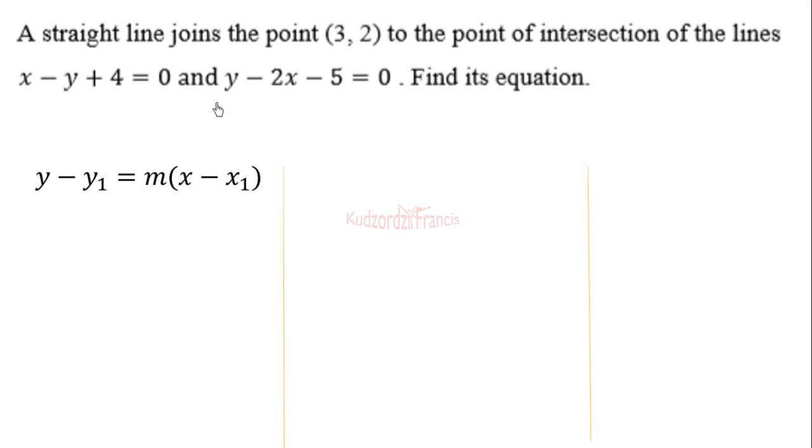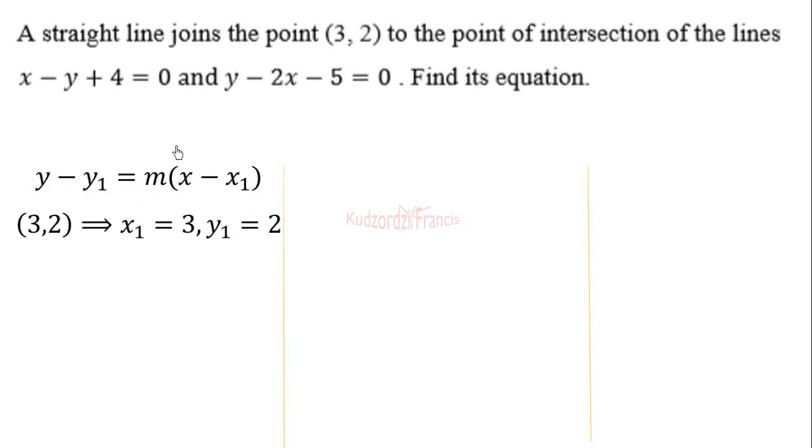Since we were given the point (3, 2), it means it is lying on that line. So what do we do? We have to pick them as our x1 and y1. So we have x1 equal 3 and y1 equal 2.